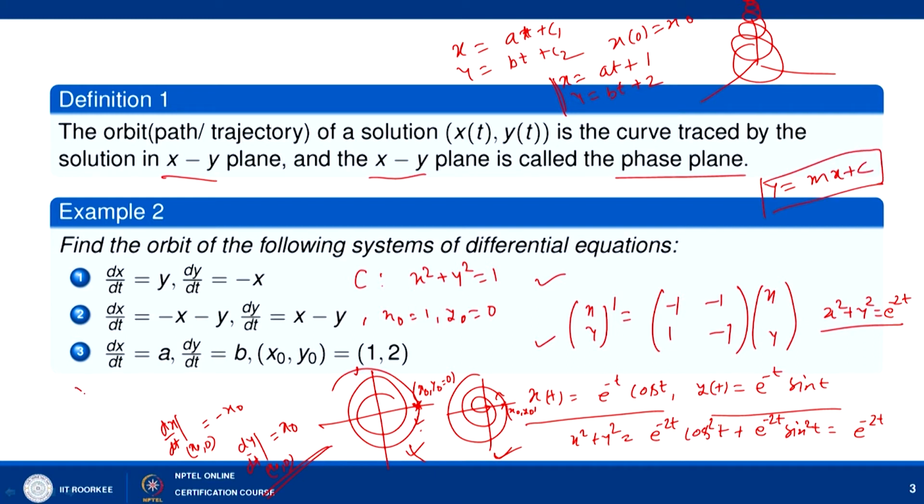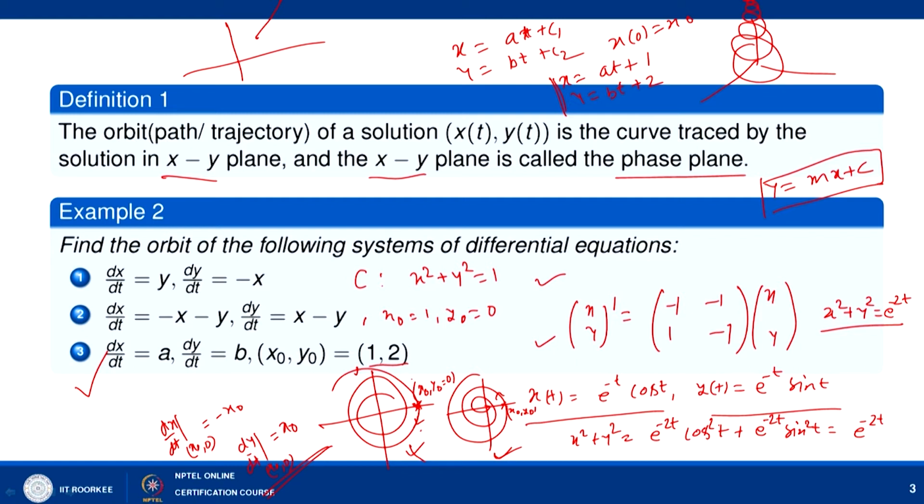So, in the third case, your orbits basically follow some kind of a line, originating from 1 and 2. It will form a line which starts from (1, 2) and goes up from there. So, the orbit in the third example is a line originating from (1, 2), the orbit in the second is nothing but a spiral converging to 0, and the orbit in the first case is basically a circle of radius 1.